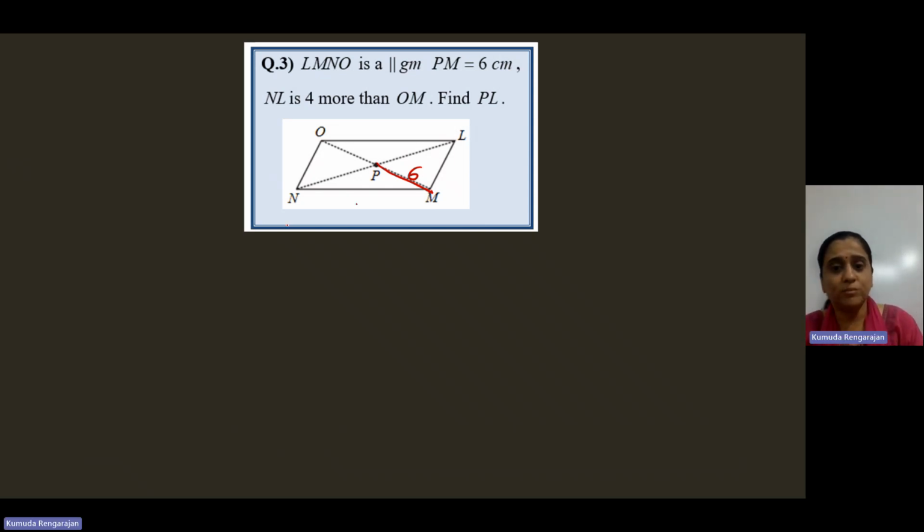Diagonals are equal. So PM is a diagonal. Is PM a diagonal? No. So that's what it is. Your answer is right, but you're not able to justify. You're not able to express, which is why you should learn the properties, the theory part, so that you can express now.